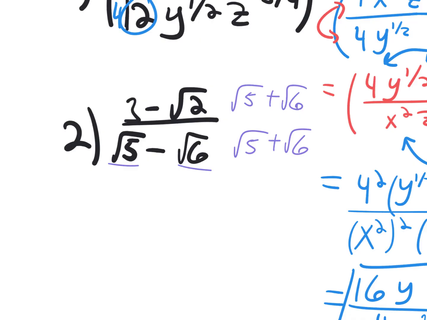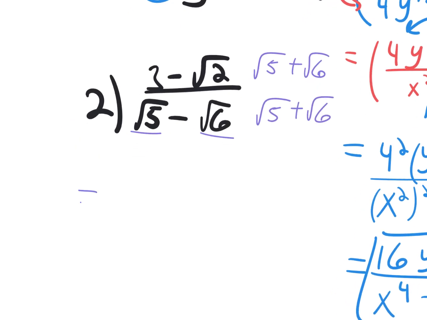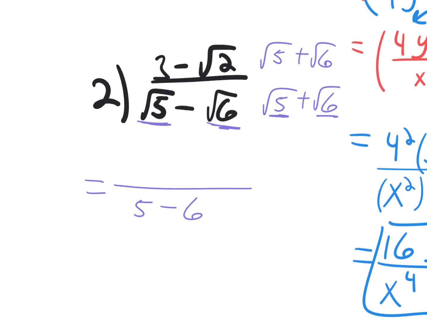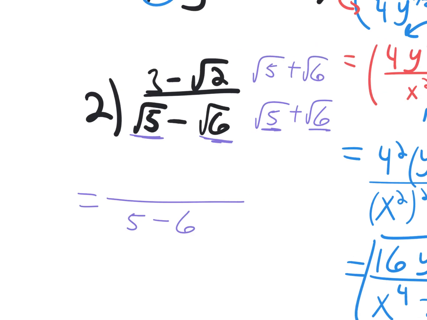All right. What was our shortcut for the bottom? What does that become? Okay, good. So we square the first. So square of the square root of 5 is 5. Minus, you square the second, is 5 minus 6. All right, and then what can we do on top? Any ideas? Okay, FOIL, right?